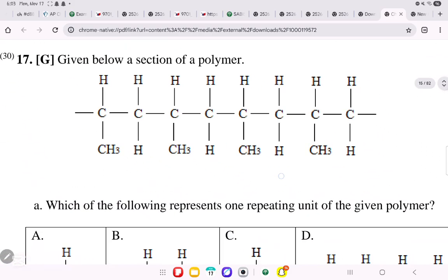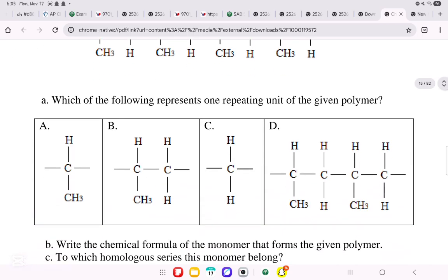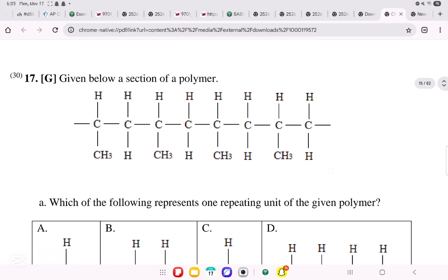We'll move on to question 17. Given below is a section of a polymer. Which of the following is the repeating unit? You just need to check where it keeps on repeating.